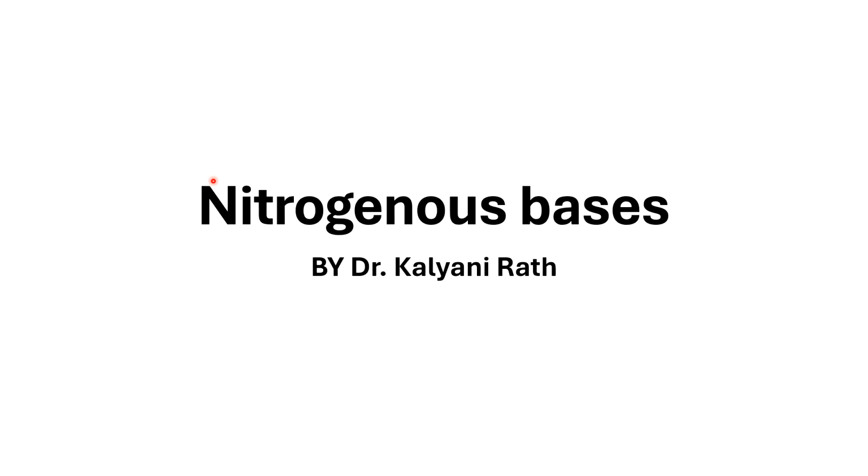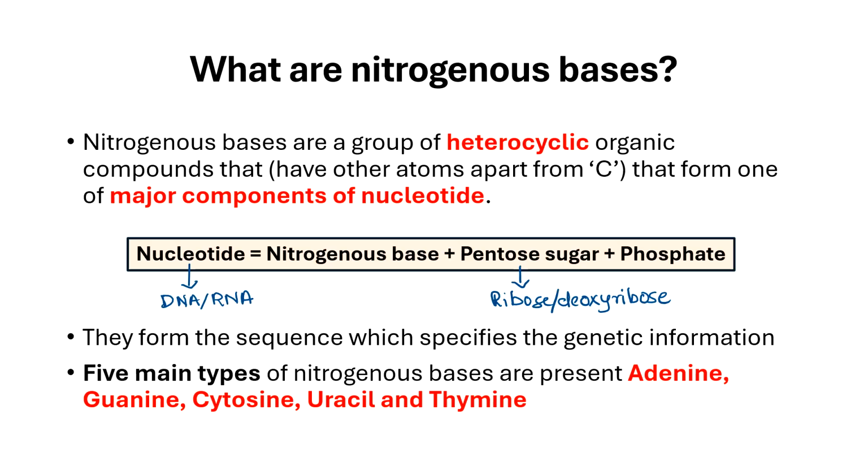Today we will be talking about another important topic, that is nitrogenous bases. Let's first see what are nitrogenous bases. Nitrogenous bases are a group of heterocyclic organic compounds. What is the meaning of heterocyclic here? Heterocyclic compounds are those which have other atoms such as nitrogen in their structure apart from carbon atom.